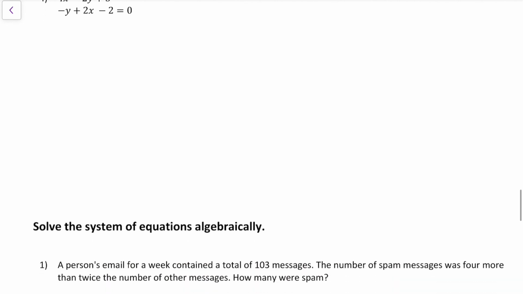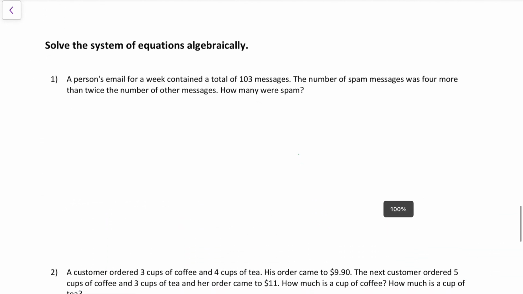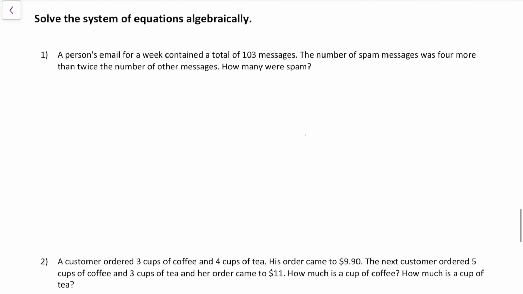Okay, let's skip down to some word problems. We're going to solve the system of equations algebraically, meaning you're welcome to use substitution or elimination, whichever works best for you and works best for the question. The tricky part of word problems is coming up with the equations, because you haven't been given the equations. You need to come up with them based on the situation, and we want at least 2.